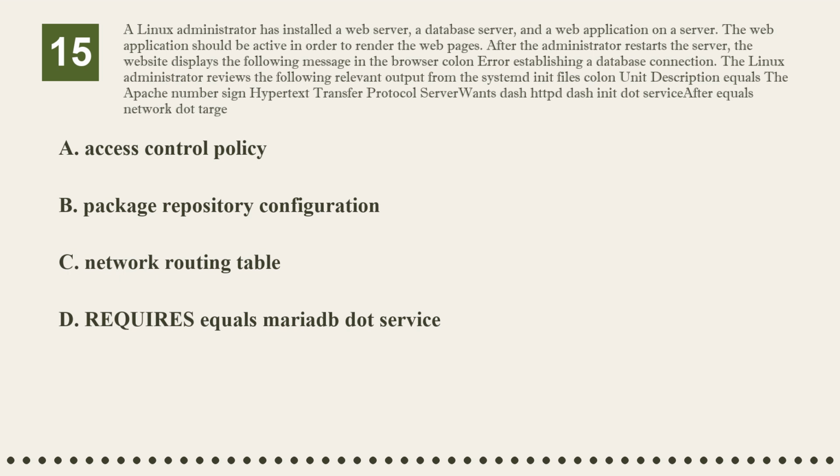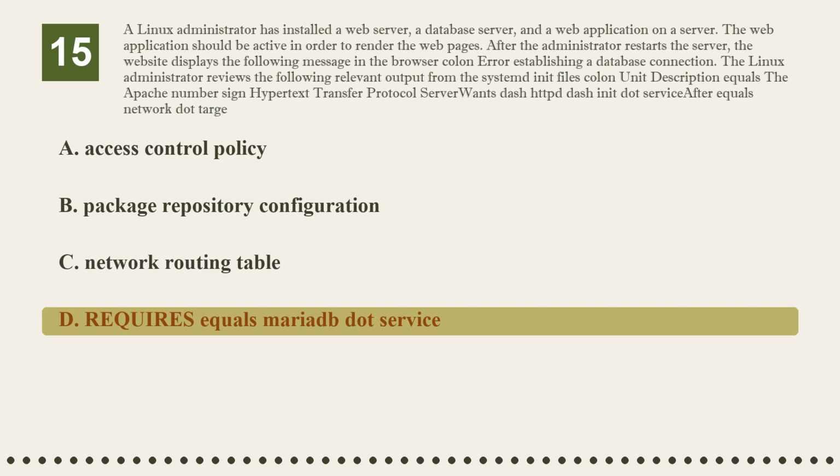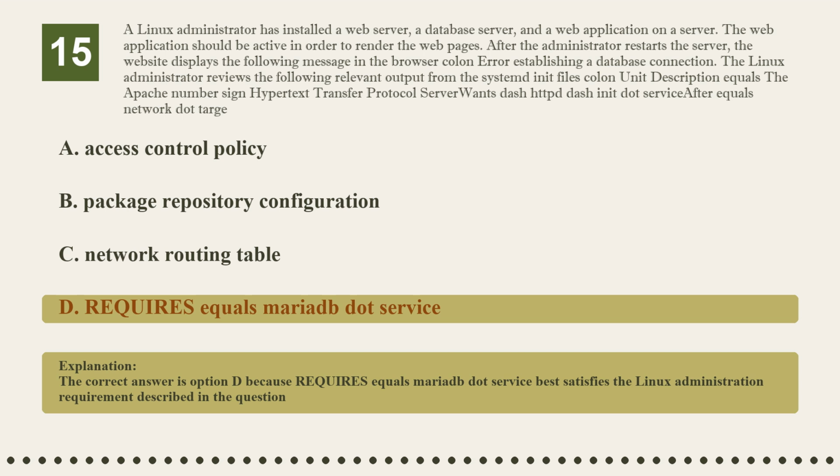Option A, access control policy. Option B, package repository configuration. Option C, network routing table. Option D, Requires=mariadb.service. The correct answer is option D, Requires=mariadb.service, because Requires=mariadb.service best satisfies the Linux administration requirement described in the question.